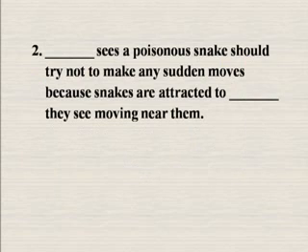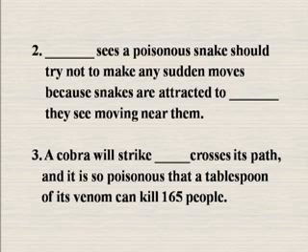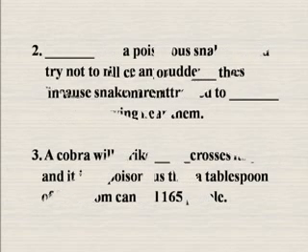Number 2, blank sees a poisonous snake should try not to make any sudden moves because snakes are attracted to blank they see moving near them. Number 3, a cobra will strike blank crosses its path and it is so poisonous that a tablespoon of its venom can kill 165 people.